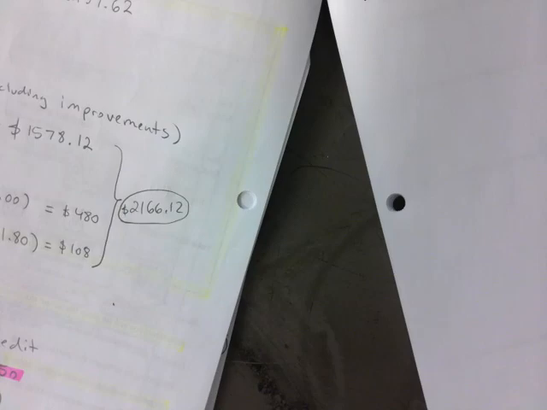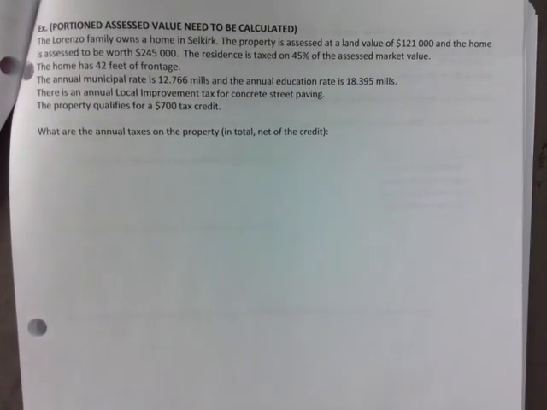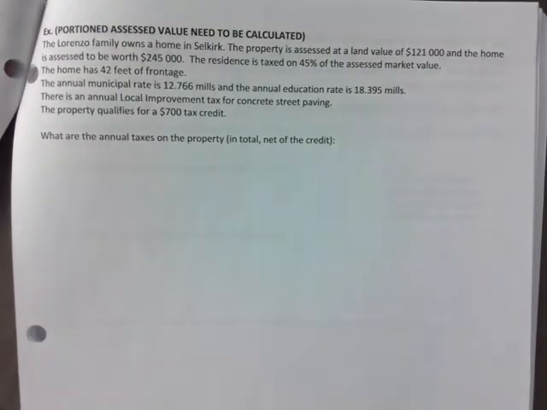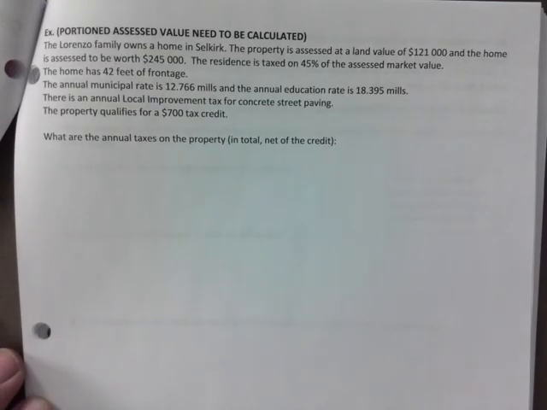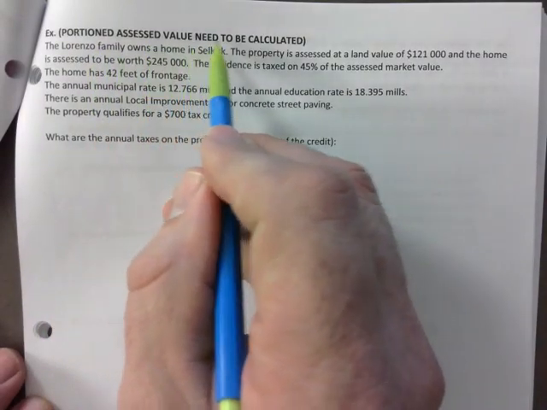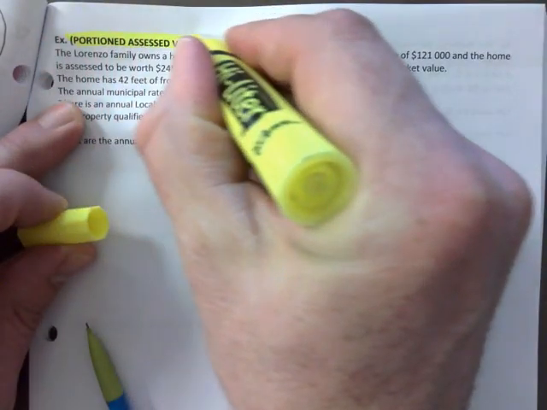I'll get 64 started with you otherwise, because if you make a mistake at the beginning, it just causes the whole thing to be wrong, okay? So here we go. 64. Portion assessed value needs to be calculated. So this is, I'm giving it away already here with that title.